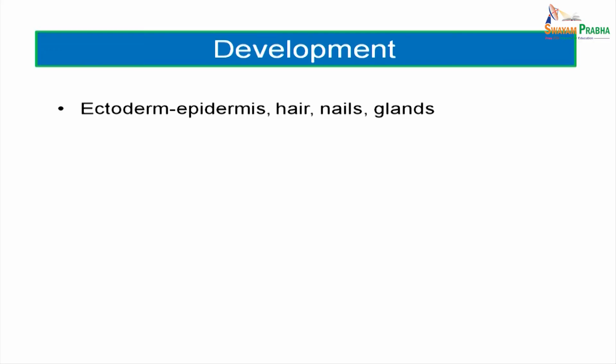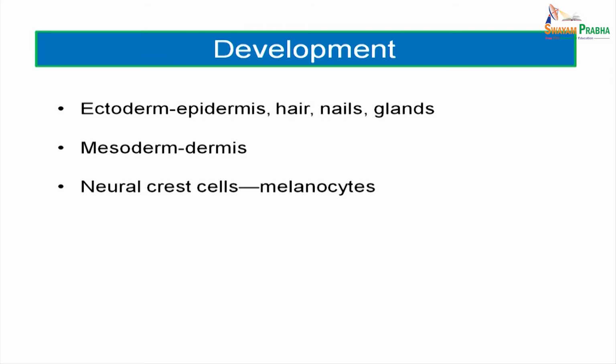Few words about the development. So, we have various aspects of skin which are developing from different germ layers. So, from the ectoderm we have epidermis, the hair, the nails and the associated glands. From the mesoderm we have the dermal portion of the skin developing, and from the neural crest cells we have the melanocytes. So, the only germ layer which does not give rise to any part of the skin is the endoderm.